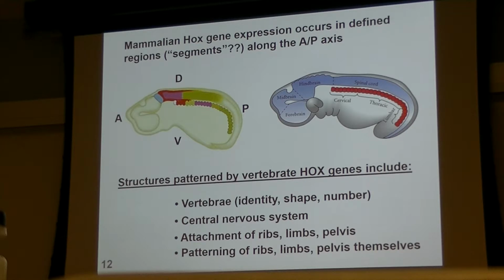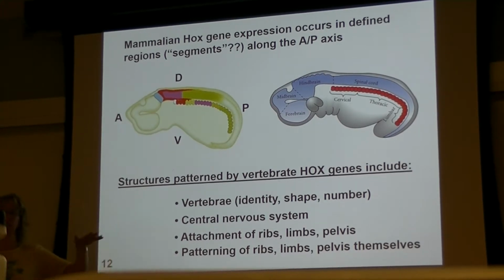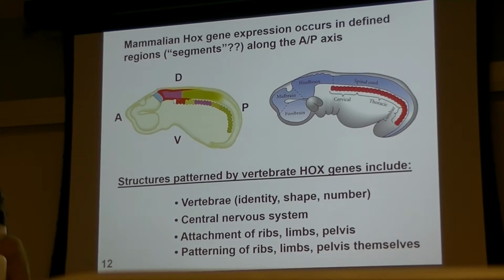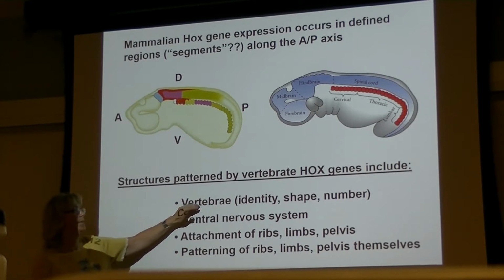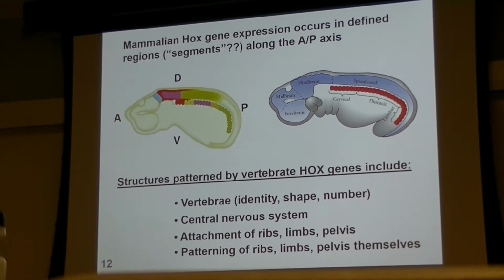Okay, so here we are, we have some mammalian embryos and Hox genes are expressed. And here are some of the things that the Hox genes do in vertebrates. In flies, we said they're busy making thoracic segments and wings and so forth. In vertebrates, the Hox genes are really important for the shape and identity of the individual vertebrae. And this sort of makes sense because we're talking about the anterior-posterior axis here.